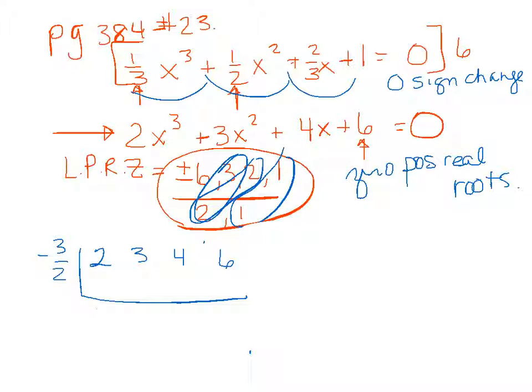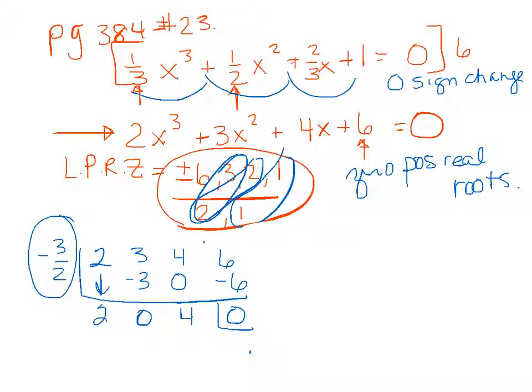Minus 3/2. Okay. Bring down the 2. Multiply. Ooh, add. Multiply. Ooh, add. Multiply. Oh, look. There it is. I found one of the solutions. It is x equals negative 3/2.